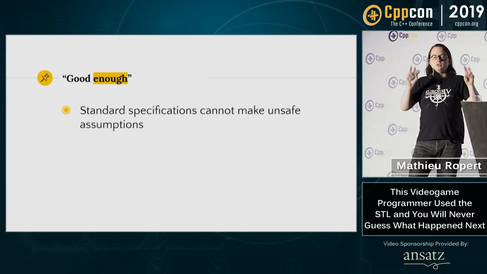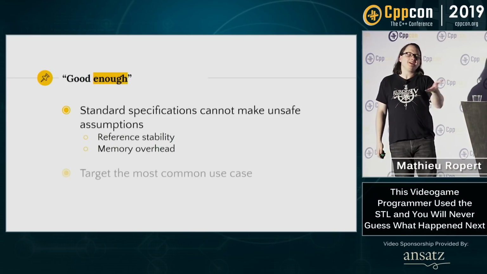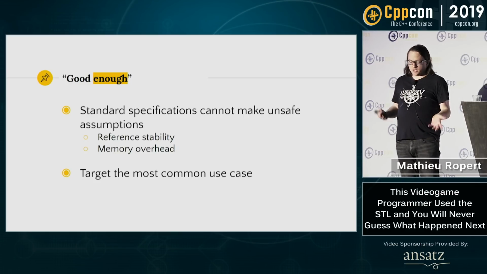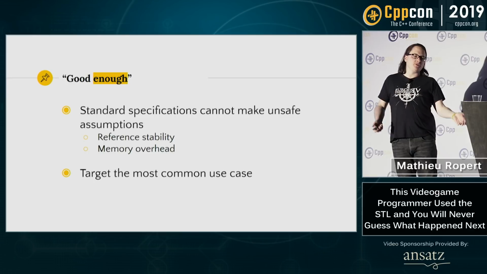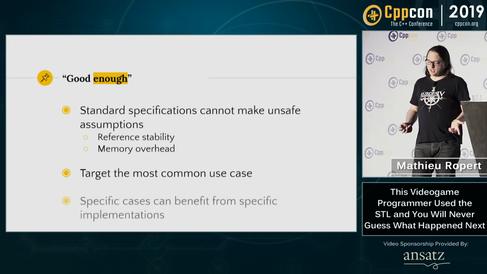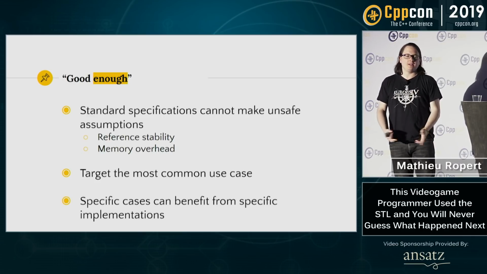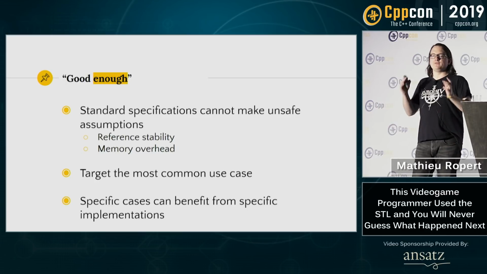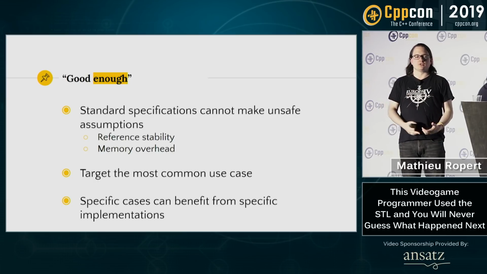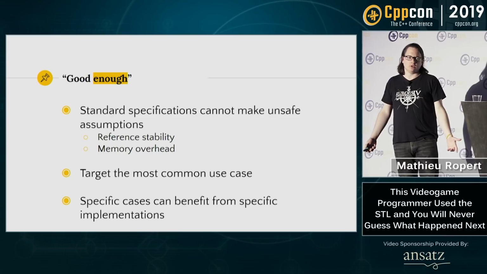Also, the STL has to be good enough, which means it cannot make unsafe assumptions, like reference stability, memory, and so on. I said that before. The standard code targets the most common use case. So it has to make some decisions, and maybe you disagree with the trade-off, and that's okay. Specific cases can benefit from specific implementations. Of course they can. That's the basis of computer science. If you have a very specific use case, you can make some trade-off decisions that a generic implementation can't. And I'm not going to stop you, and I should not stop you. Do it.